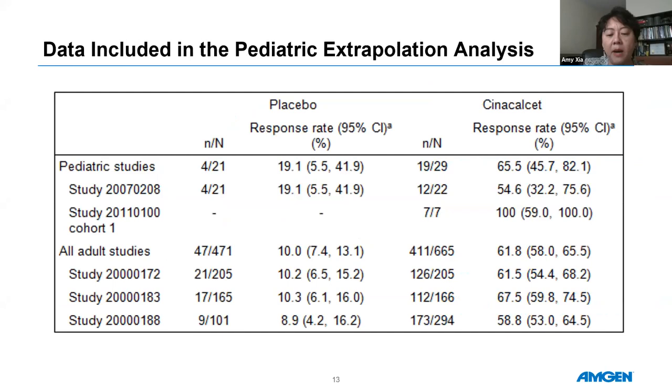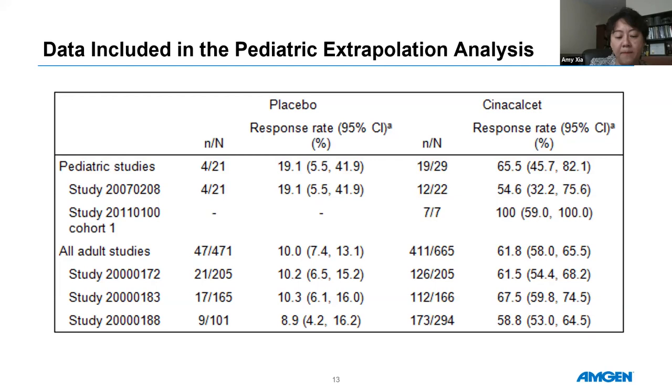So here are the data in the program. In the pediatric population, the response rate in study 208, this is for the older kid population, is 55% in the treatment arm, and the control rate is 19%. Study 100 is a single arm study for younger kids. It only enrolled 7 subjects and the response rate is 100%. For the 3 adult studies with total sample size over 1100, the response rate in treatment arms ranges from 59 to 68% and the range is 9 to 10% in the control arms.